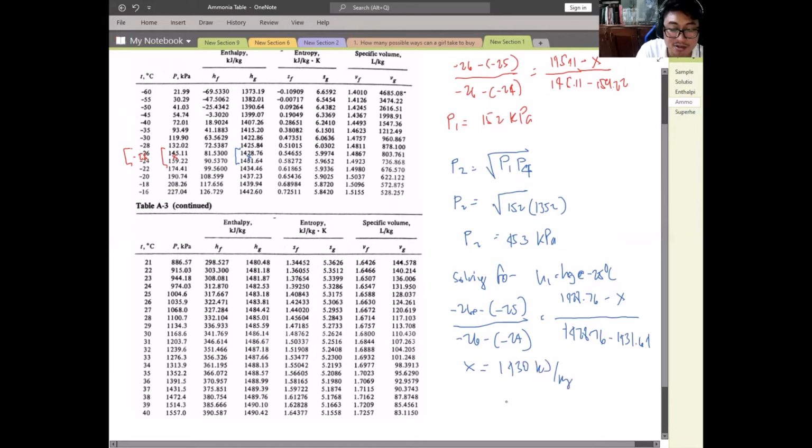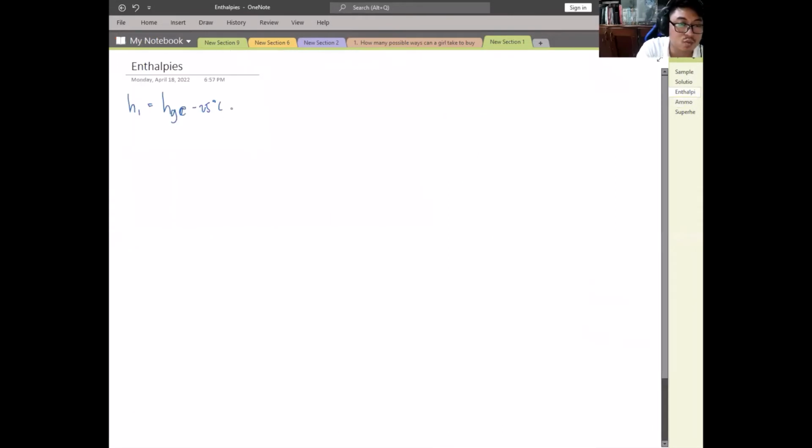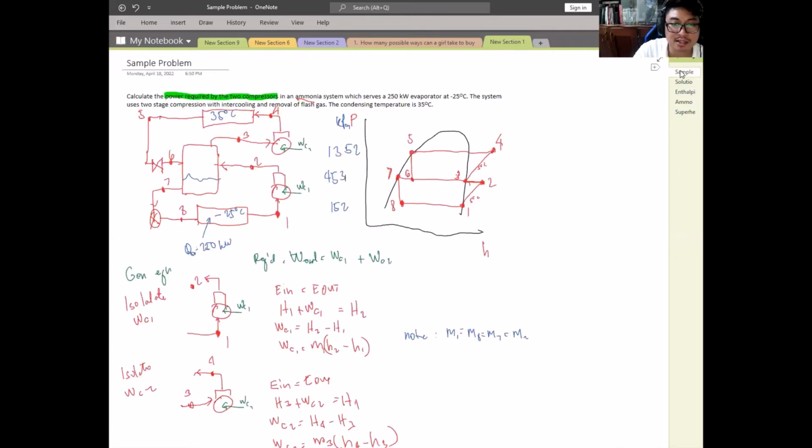Dapat natama ito. Natama natin interpolation. Dapat nasa gitna po ng 1428 and 1431. So, okay, pasok po, no? 1430. So, lagay natin sa H1 natin. So, H1 is 1430 kilojoule per kilogram. Then, marka na natin dito, para hindi tayo malito. Marka na natin na nakuha na natin tong si H1.